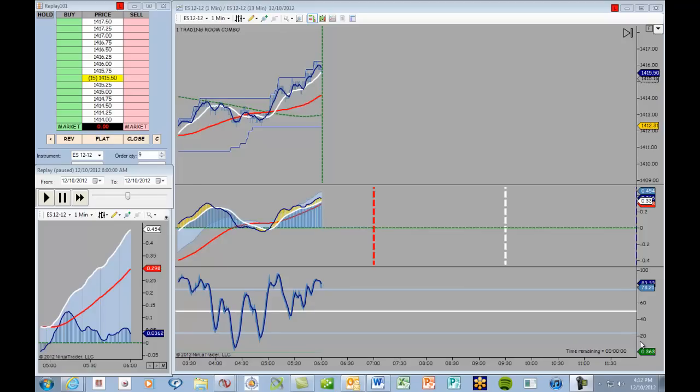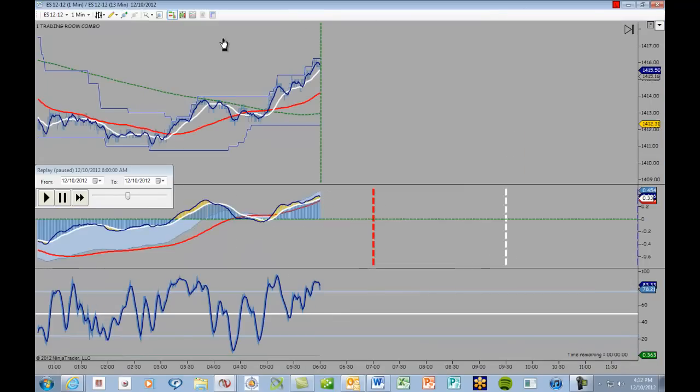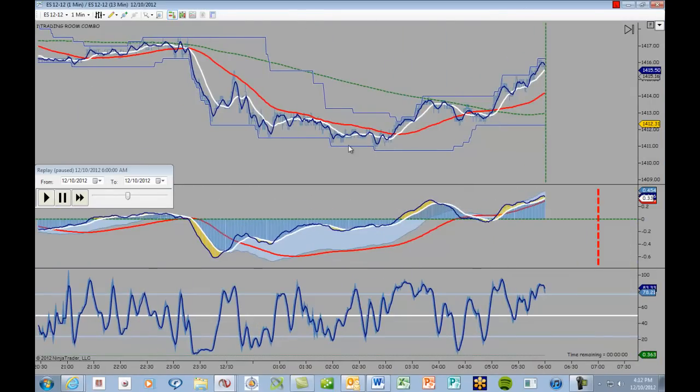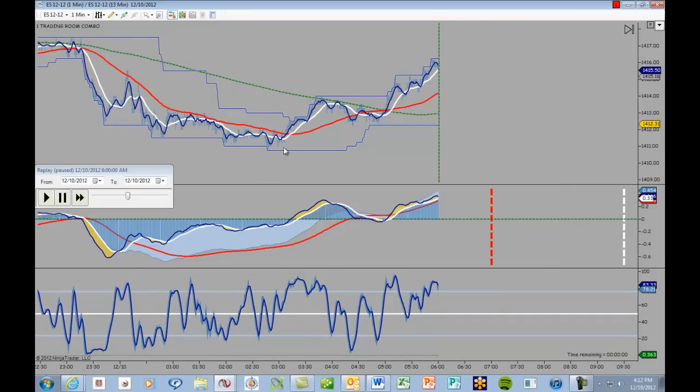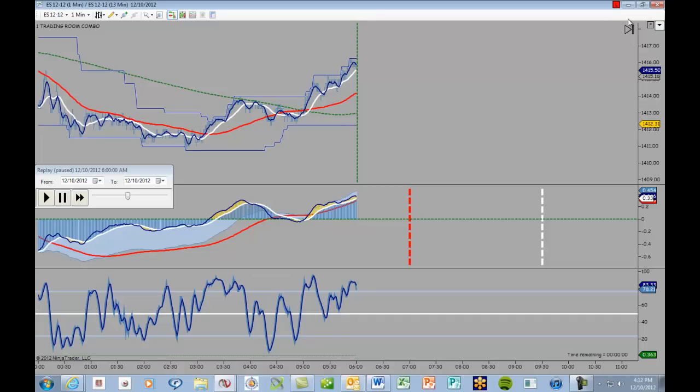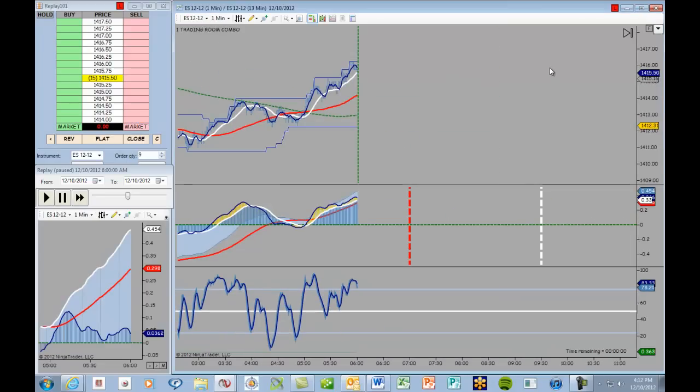Well, here we are at 6 a.m. today, and notice that the price has been underneath the trend definer on this time frame. We kind of bumped our head on it, and now we've broken above it. So that suggests that this is some kind of a low point, and we're on our way to a high point. So let's see where we left off at the end of last week.